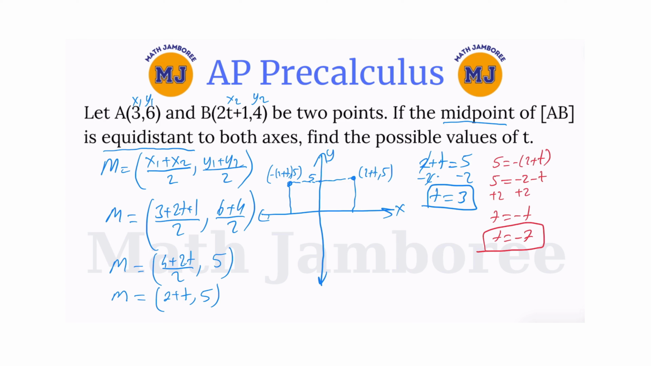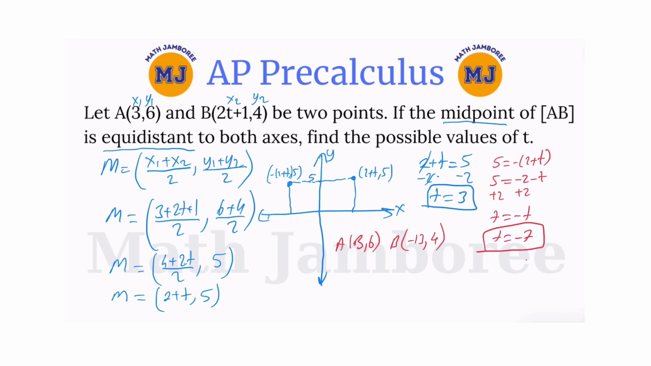There you have it. If you want to check your answer, you can just substitute these values in the equation. For instance, if you substitute negative 7 for t, let me show you. The point A is (3, 6). And the point B, if you substitute negative 7, what happens? 2 times negative 7 is negative 14. Plus 1 is negative 13. And the y value will be equal to 4.